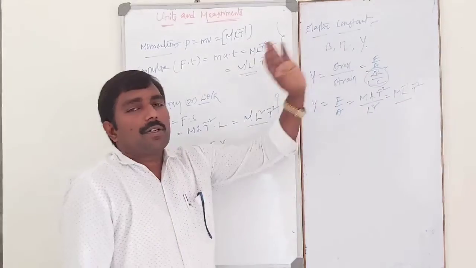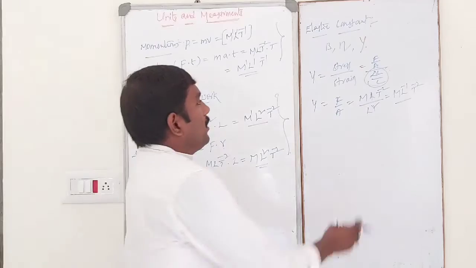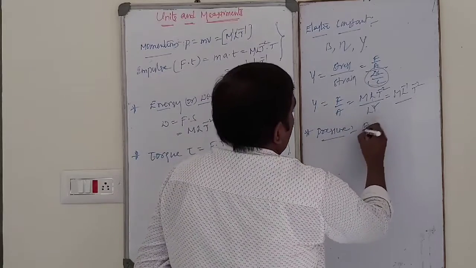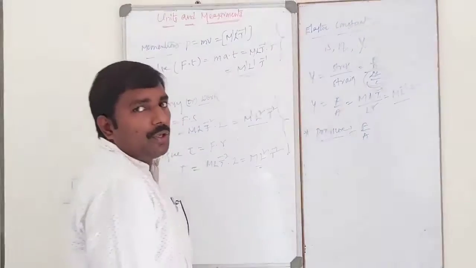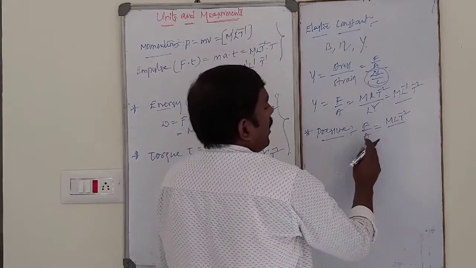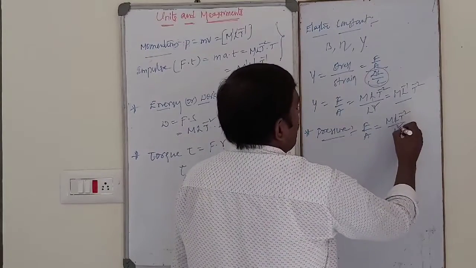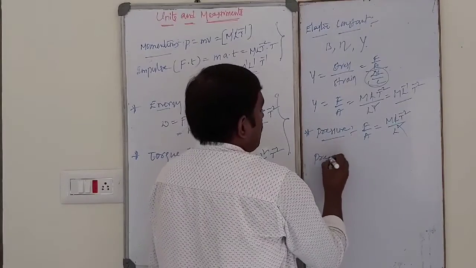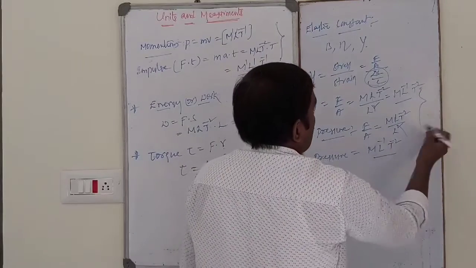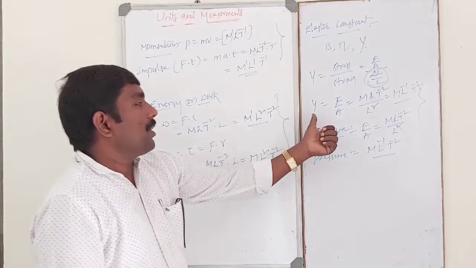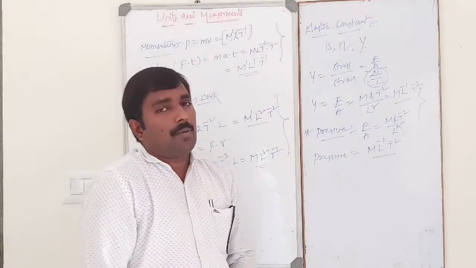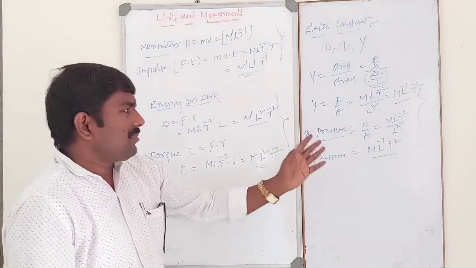Bulk modulus and rigidity modulus are also the same. And another one is pressure. Pressure is nothing but force per unit area. The dimensional formula for force is M L t power minus 2 divided by area L power 2, and L cancels out. So the pressure dimensional formula is M L power minus 1 t power minus 2. So Young's modulus, rigidity modulus, bulk modulus, pressure, and also stress all have the same dimensional formula.